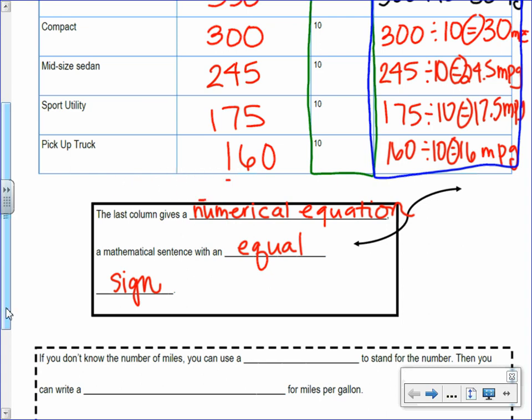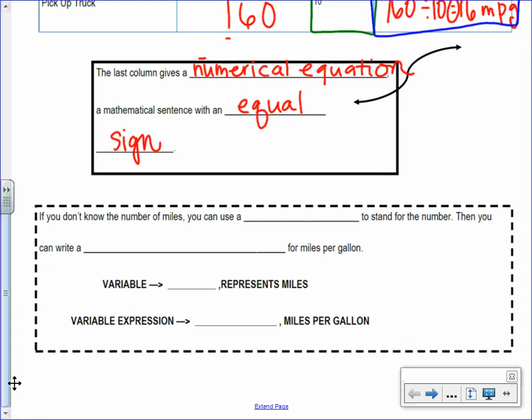So let's move on to the bottom. Let's say you didn't know the number of miles. Let's say you got this new car. I don't know how many miles I can go, but I do know that it holds 10 gallons of gas. So you could use something we call a variable. A variable is used to stand for a number. So it's something of the unknown. That's why it can vary. It could be 10, it could be 20, but it varies because we don't know.